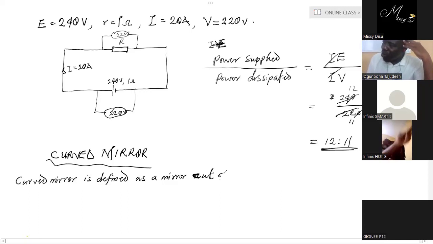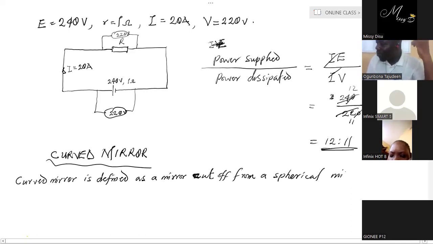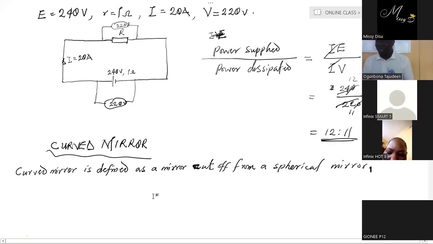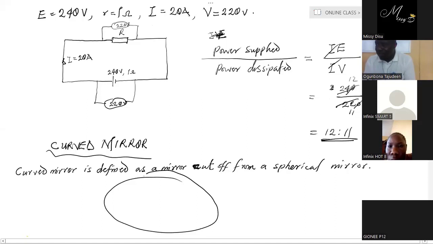Is a mirror cut off from a spherical mirror. What do we mean by spherical mirror? A curved mirror is just a part of a spherical mirror. Look at the spherical mirror. Spherical mirror is always like this, like a sphere. Now, if you want to get a curved mirror from it, you cut off part of it like this. So this part that you cut off is now called the curved mirror.